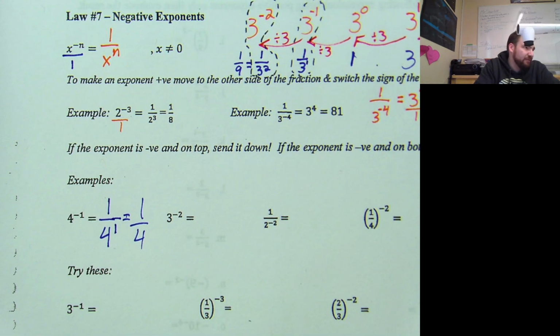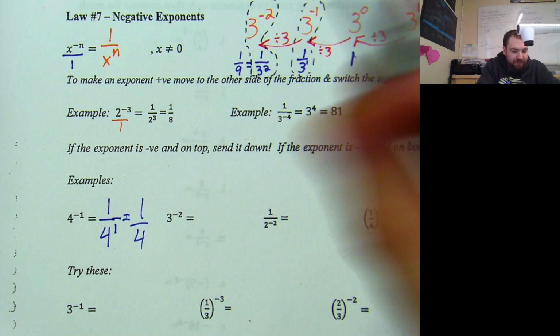Gentleman in the back corner? You did it different. Did you get the same answer I got? Okay. What's the next one then? 1 over 3 squared. Good.